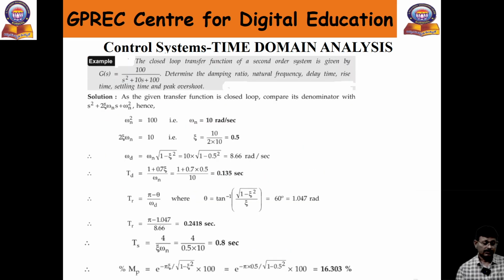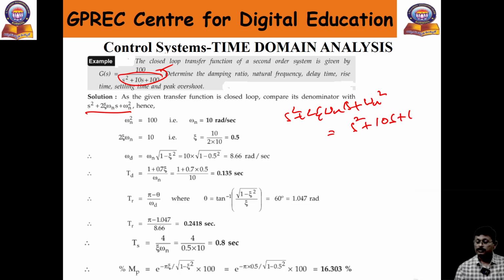Right? Now I am taking one simple example. So this is the transfer function I am given. Find all the time specifications. Okay, just compare with the standard equation. Keep it in mind, the denominator is the classic equation: s square plus 2 zeta omega n s plus omega n square. Okay, compare with this one. Compare with the main equation. Okay, so s square plus 2 zeta omega n s plus omega n square equal to s square plus 10s plus 100.